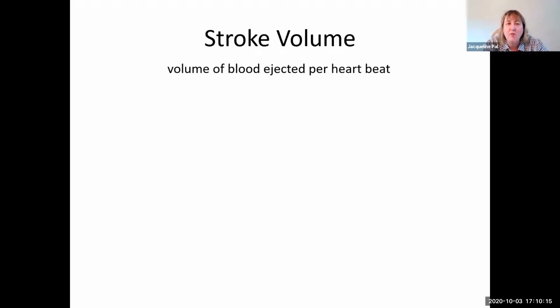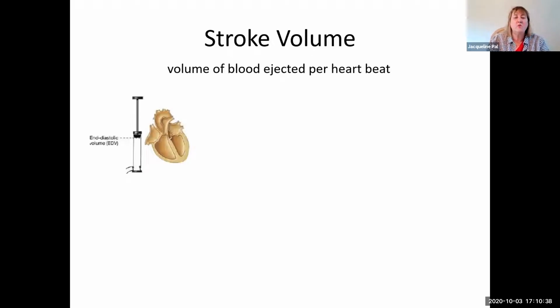So to do that, let's talk about something called stroke volume. Stroke volume basically is the volume of blood that's ejected from the ventricle with every heartbeat. Now you need to realize that what is exiting the right ventricle is exactly the same as what is exiting the left ventricle. Only we typically just use the left ventricle because that's where it's easy for us to measure it.